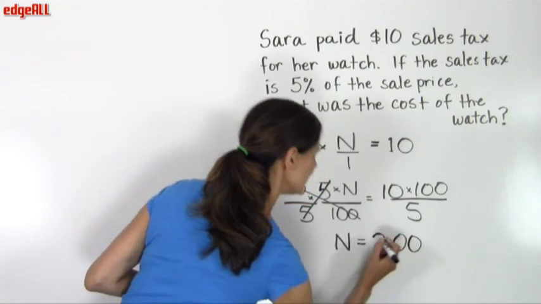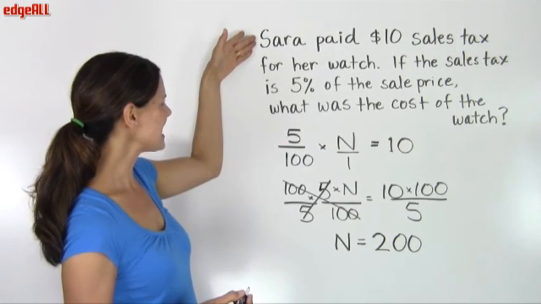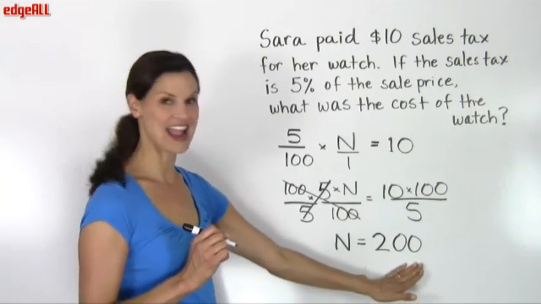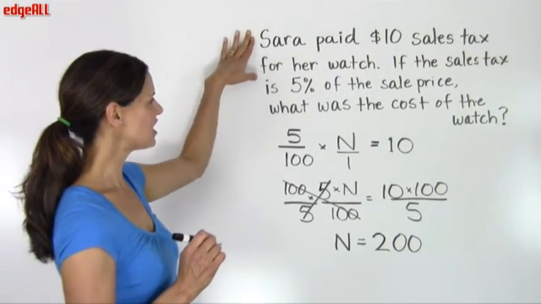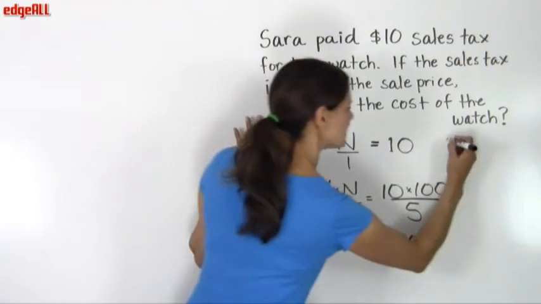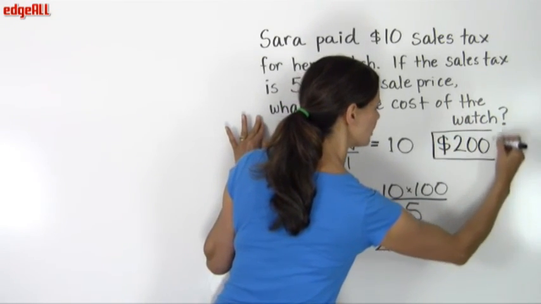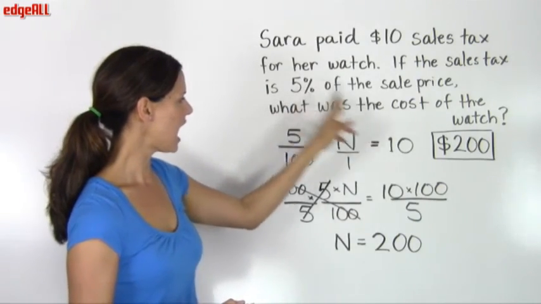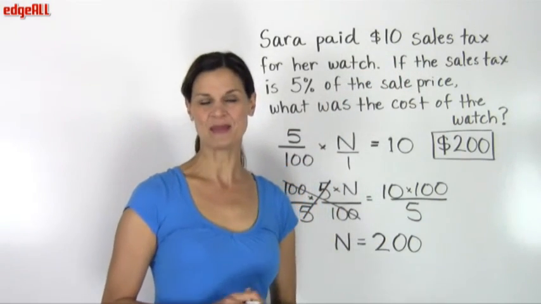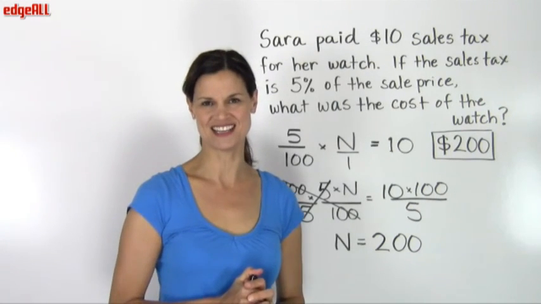Now, we want to make sure we're reporting our answer correctly, and we look up here and see that since we're looking at the cost of a watch, we need to make sure and report our answer in dollars. So Sarah paid $10 sales tax for her watch. If the sales tax is 5% of the sale price, what was the cost of the watch? We found that the watch cost $200. 5% of $200 equals $10. There are many more applications of percentages. This lesson just gives you a glimpse into how important percentage is in real life.